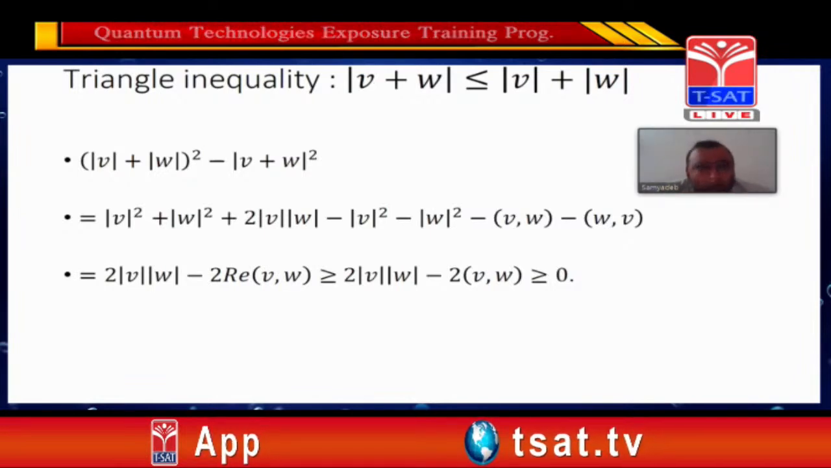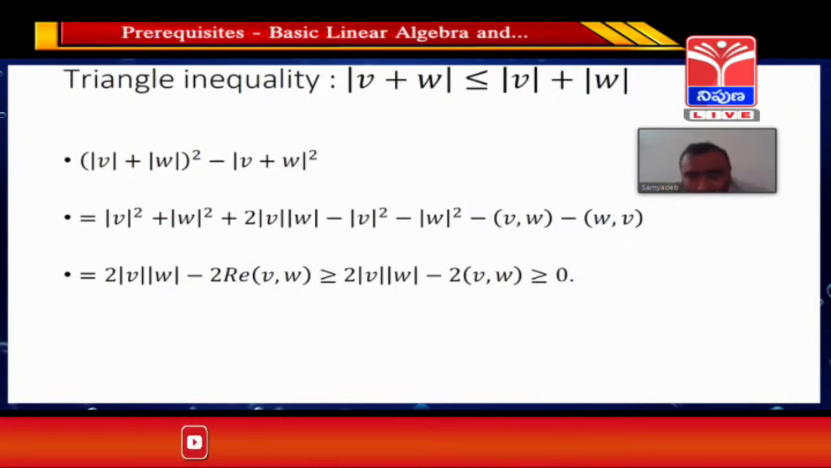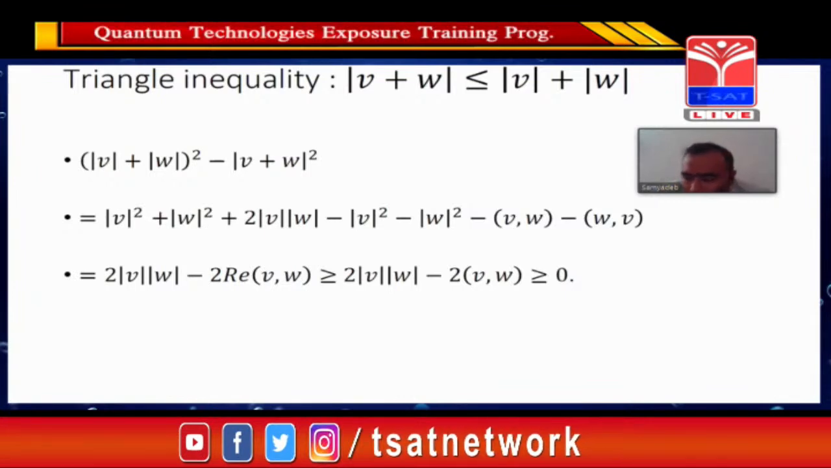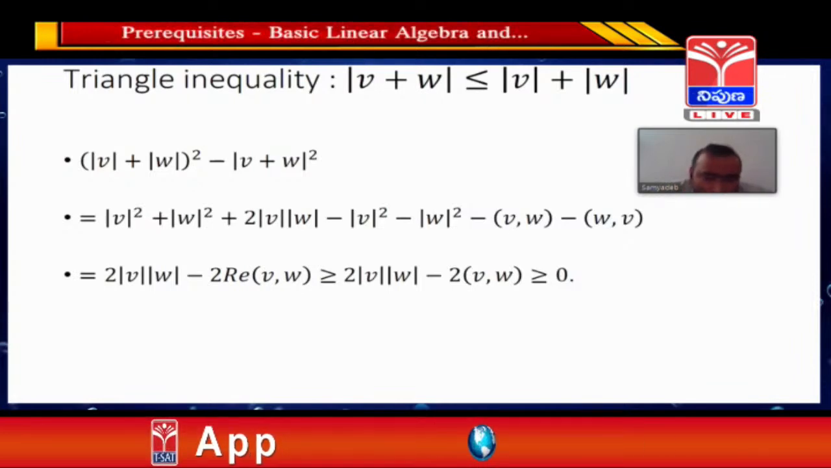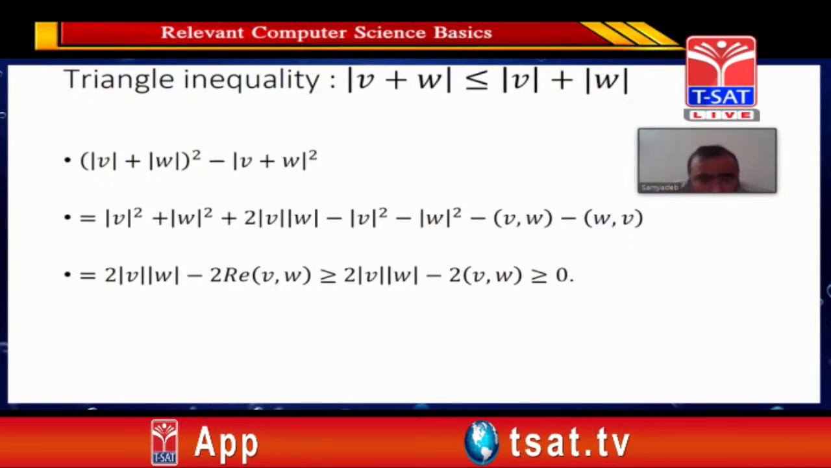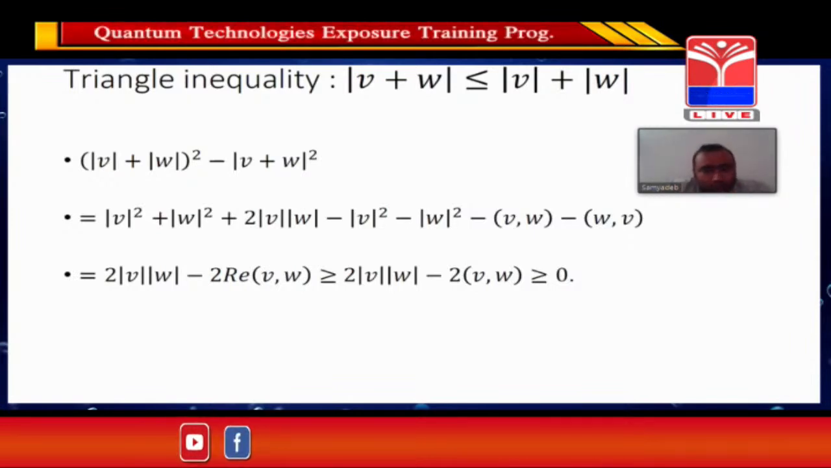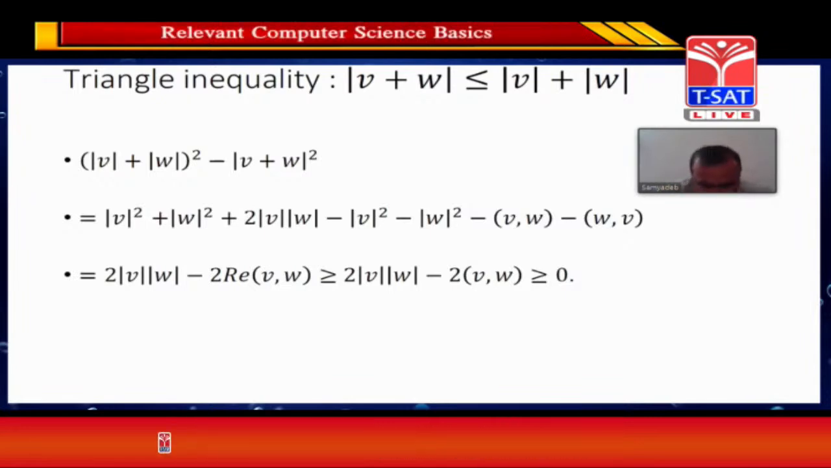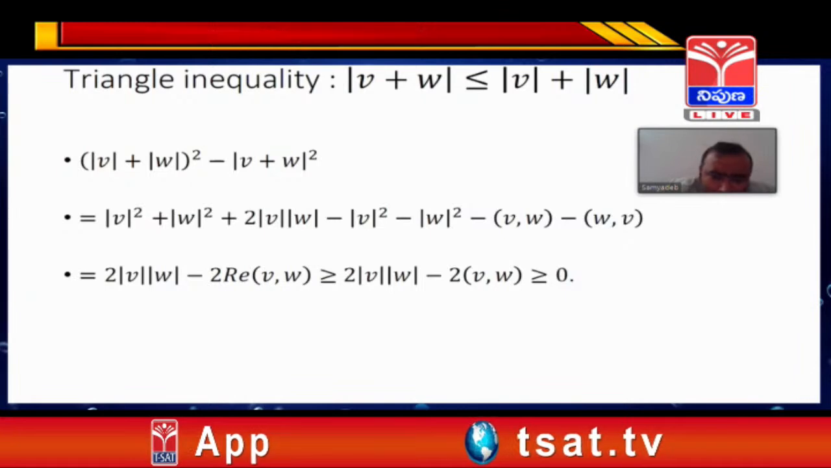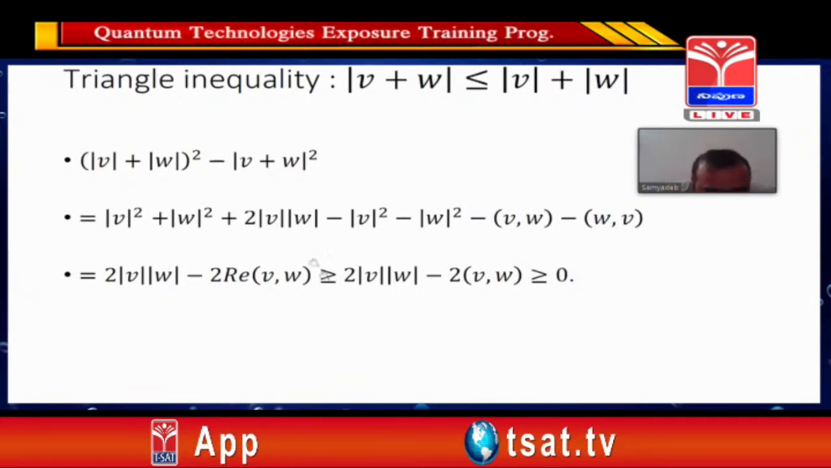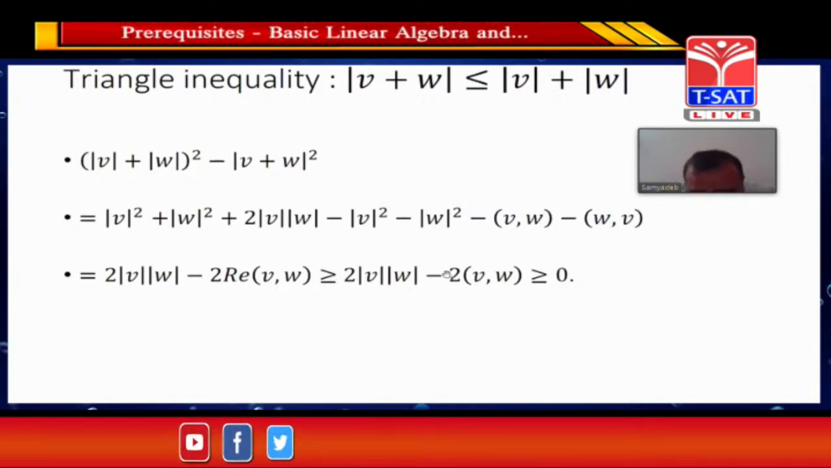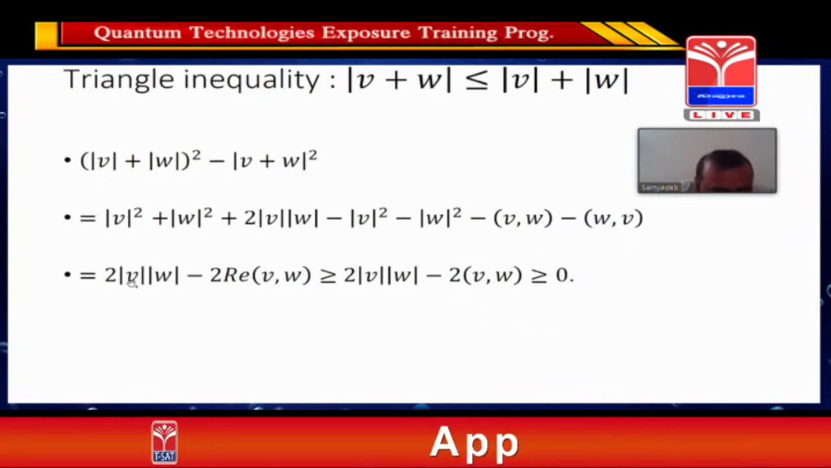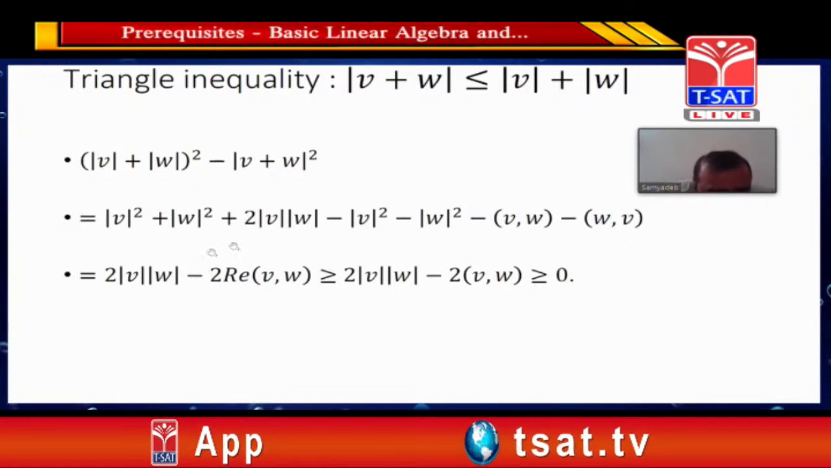Now the real part of a complex number is always smaller than the magnitude of that complex number. So crudely speaking, let's say you have a complex number capital A, which is small a plus ib, where i is the imaginary number root over minus 1. Now its magnitude is what? Root over a square plus b square, and its real part is only a. So it can be easily shown that the magnitude of a complex number is always greater than the real part of that particular complex number. So twice the real part of vw is always lesser than twice the magnitude of the inner product vw.